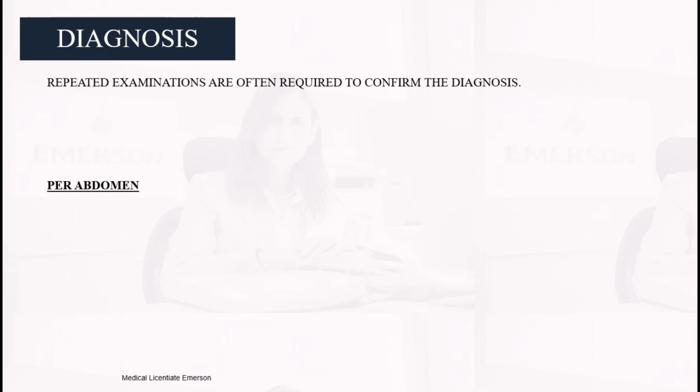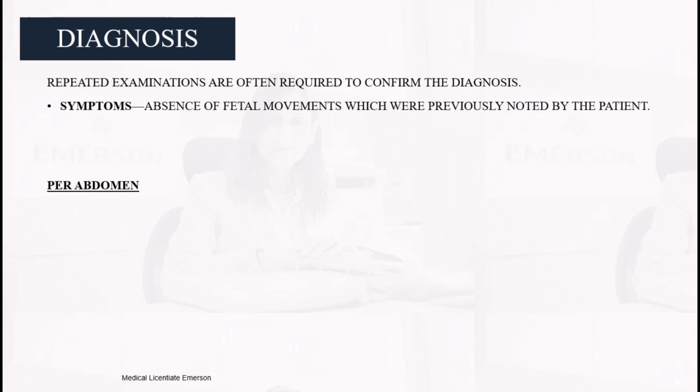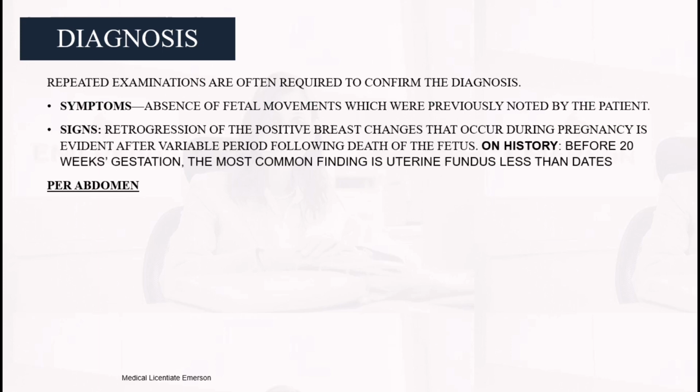Okay, so repeated examinations are often required to confirm the diagnosis. So we have symptoms such as absence of fetal movements, which were previously noted by the patient. We can have signs such as retrogression of the positive breast changes that occurred during pregnancy, which is evident after a variable period following the death of the fetus. On history, before 20 weeks gestation, the most common finding is uterine fundus less than dates. So the uterus will be less than dates.